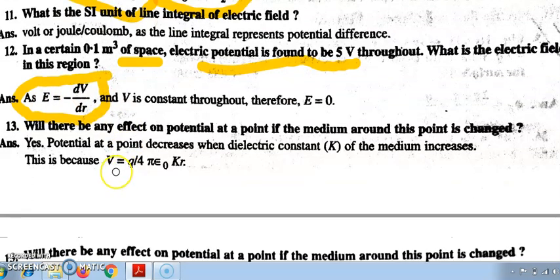Now let's move to the next question. Will there be any effect on potential at a point if the medium around this point is changed?